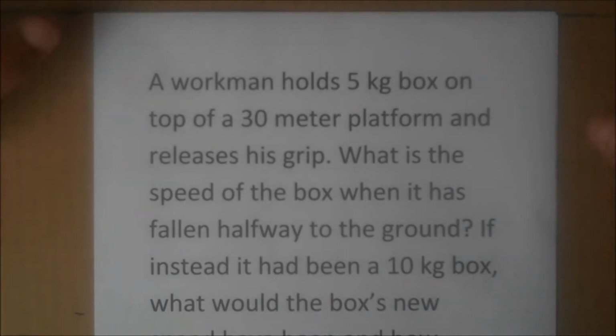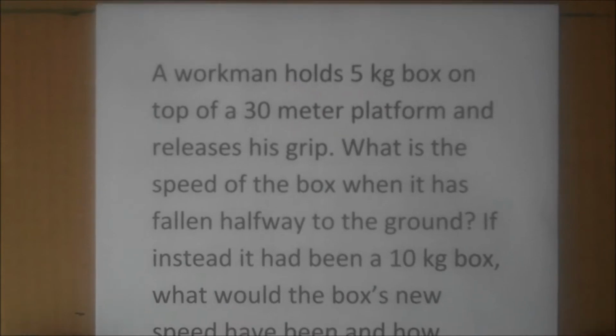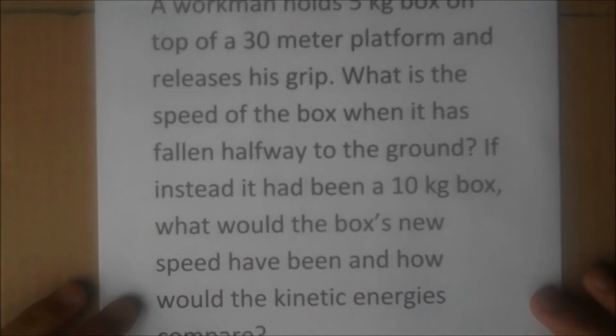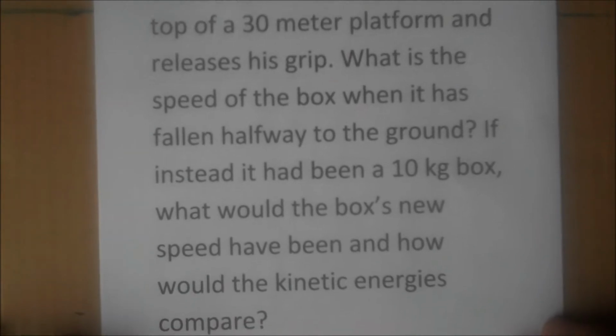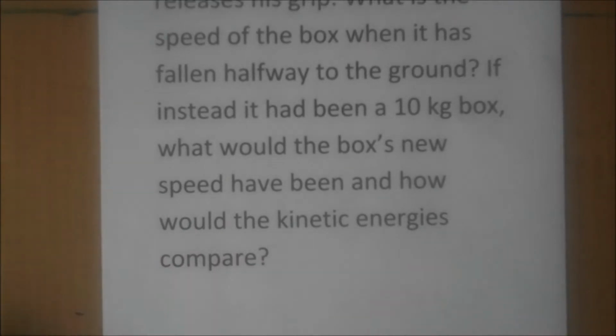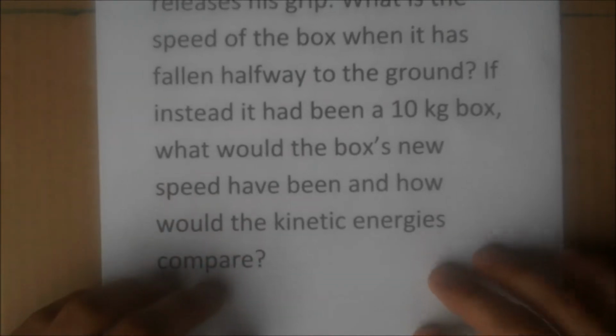Here's our problem. A workman holds a 5-kilogram box on top of a 30-meter platform and releases his grip. What is the speed of the box when it has fallen halfway to the ground? Second part. If instead it had been a 10-kilogram box, what would the box's new speed have been, and how would the kinetic energies compare?